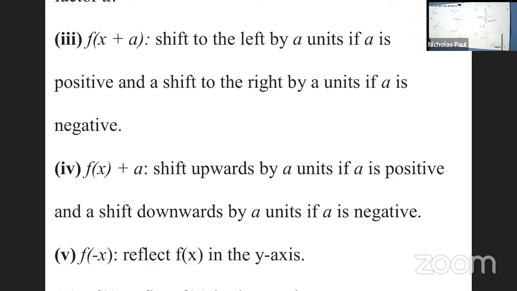Right, so when the a is next to the x, you shift left or right. When the a is outside of the function, you shift up or down. Okay? When the minus is by the x, you reflect in the y-axis.